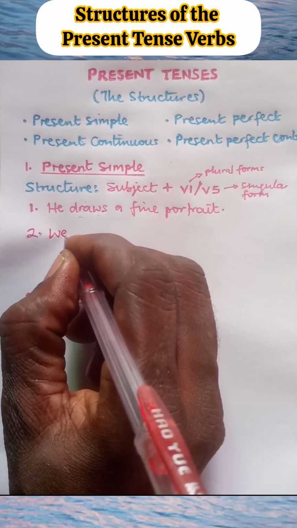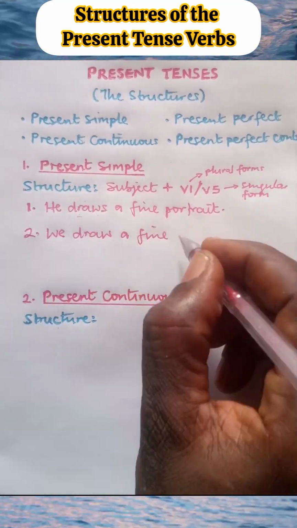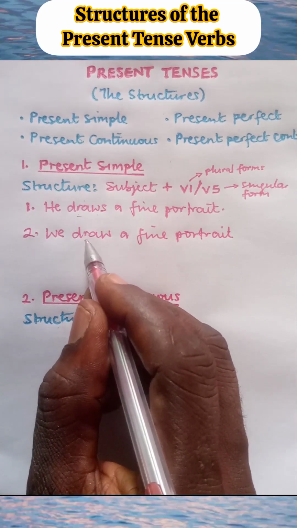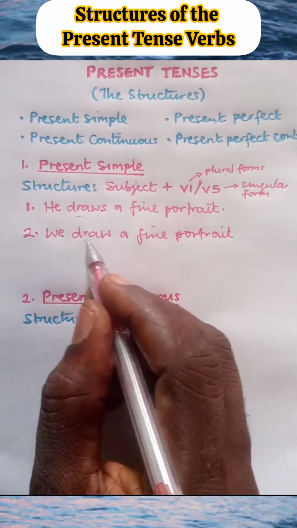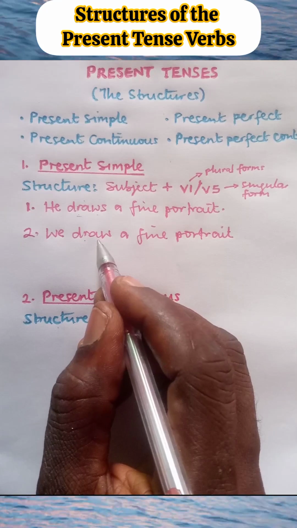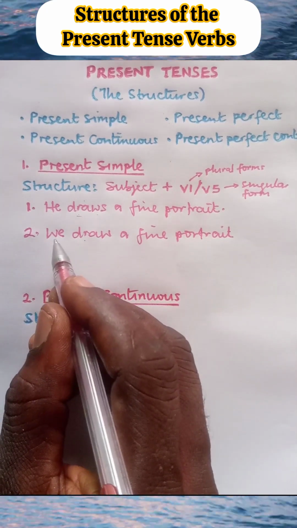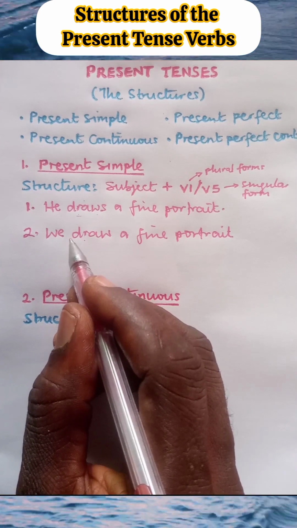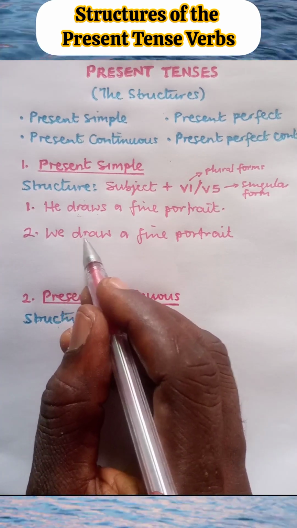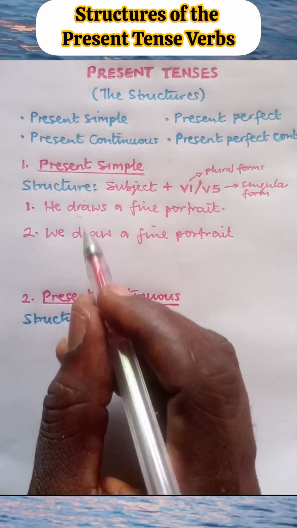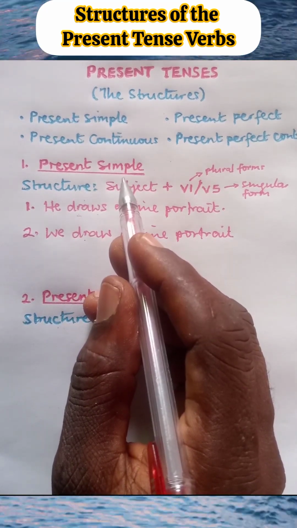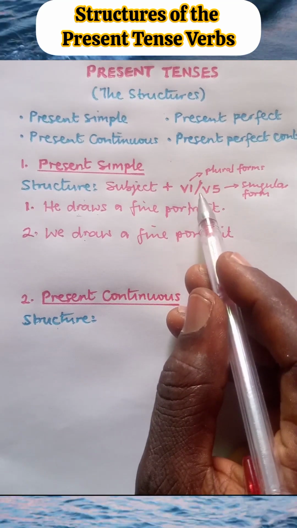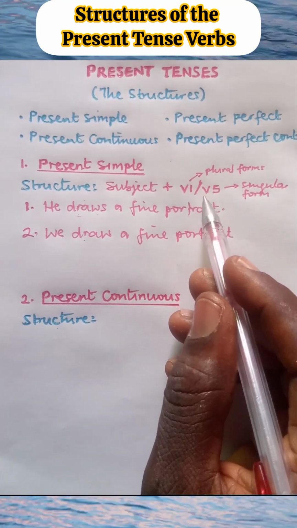Example 2. We draw a fine portrait. Here we have a verb 1, a plural verb because the subject we is plural. And again, the verb doesn't need the help of any auxiliary. The verb on its own in the plural form forms the present simple. And the structure once again is you have the subject plus either a verb in the plural or singular form.